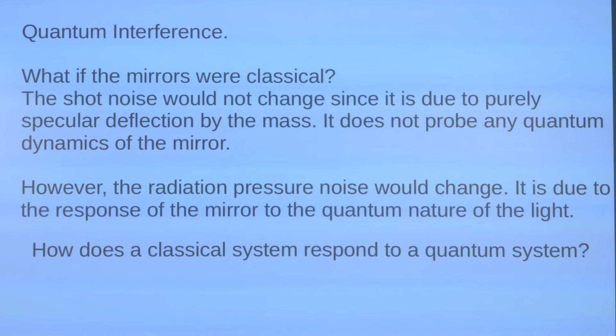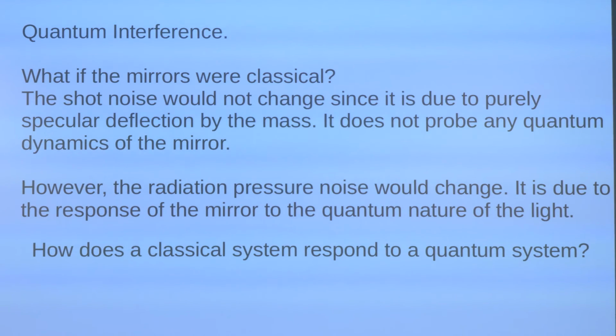Now, I promised talking about classical earlier. What would happen if the mirrors were classical? Well, the first thing one has to ask is, wait a minute, if they're classical, how does a classical mirror interact with a quantum field? The light field is quantum. How do they interact with each other? The mirror is classical, so it's not operators. It's just got values for all of its quantities.